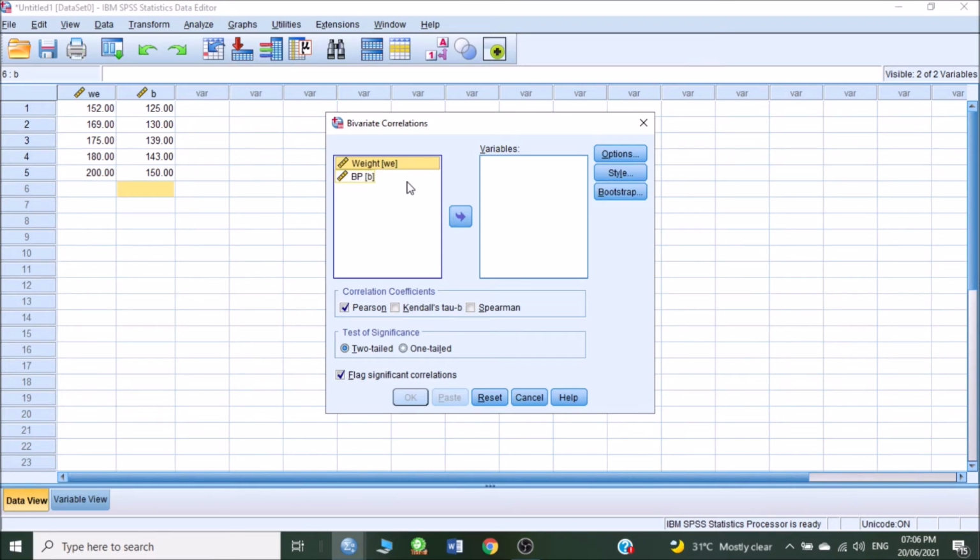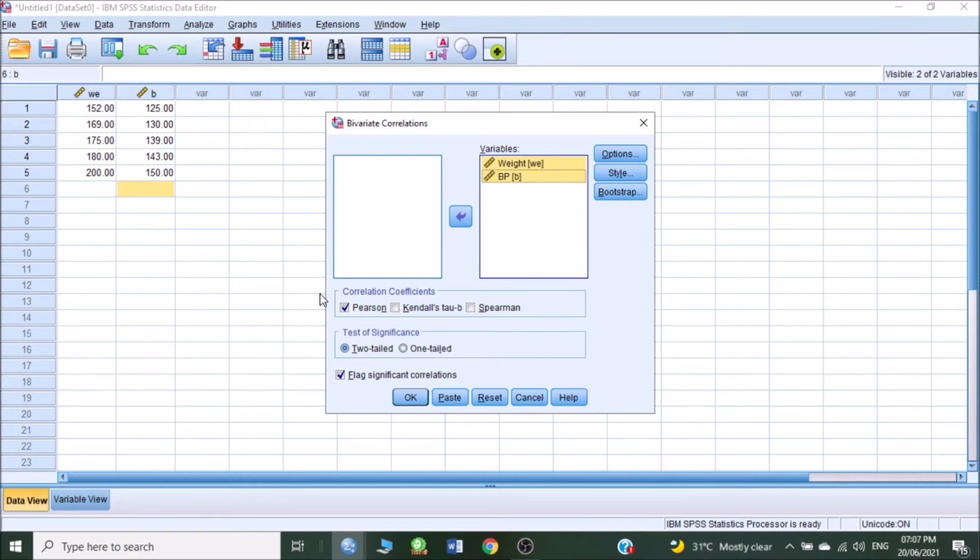While you are opening the bivariate, this kind of box will appear. In the box, two variables are there, what you have written in the variable view, weight and blood pressure. You select both, then send them to the right side variable box. After completing this process, don't touch any other key, because the tick mark for Pearson is already there.